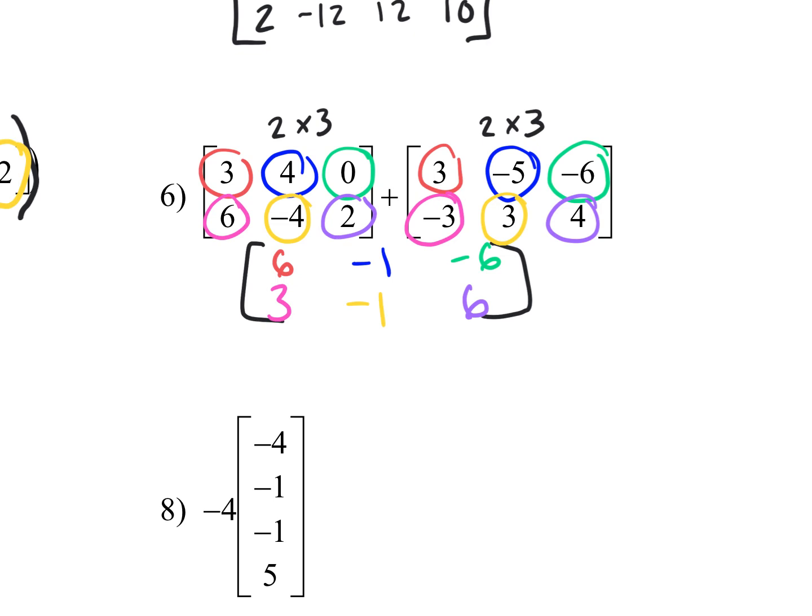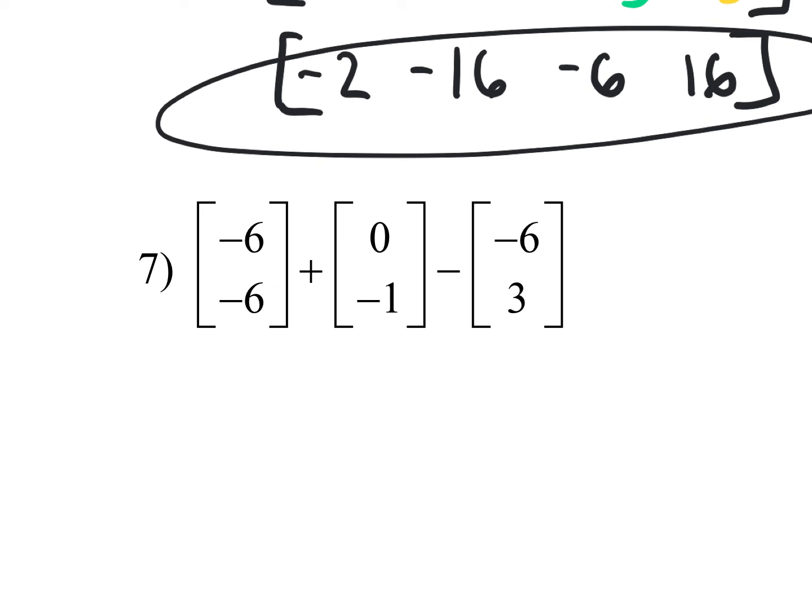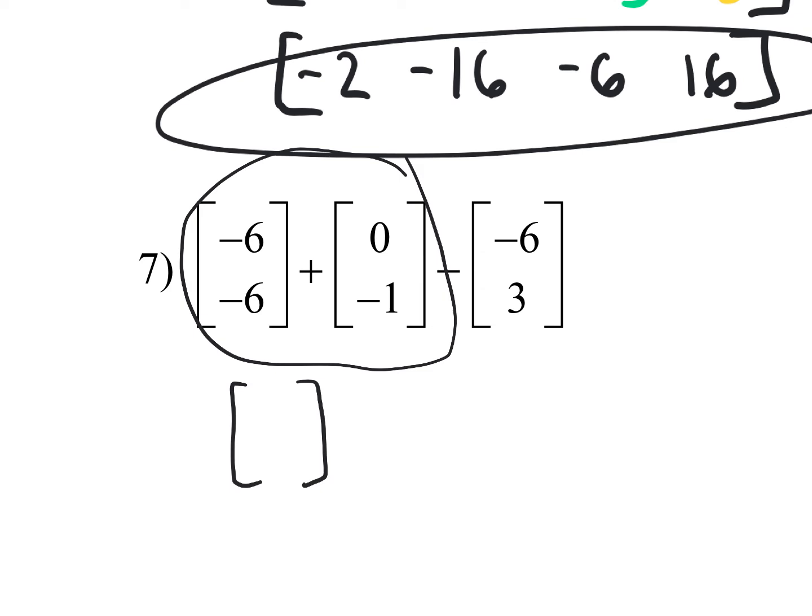All right, let's look at number 7. Brooke, what should I do first here? Add the first 2. So what's negative 6 plus 0? Negative 6. Kayla, what's negative 6 plus negative 1? Negative 7. So then I'm going to subtract the second one from it. This is negative 6, 3. Nicole, what should I do first?